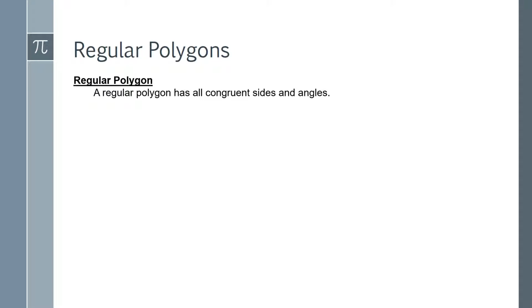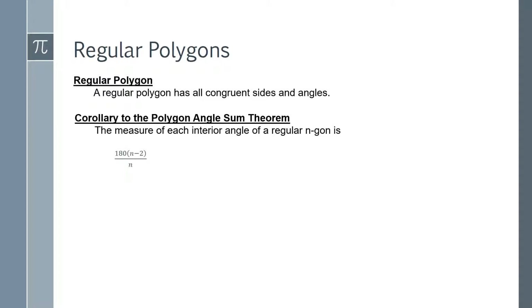So again, we have a regular polygon, which has all congruent sides and angles. So each side and each angle are the same. So we have this corollary to the polygon angle sum theorem. Remember, the angle sum theorem said if you took the number of triangles, which was n minus 2, the sides minus 2, and multiplied it by 180, you could figure out the total of all the angles. So now to figure out what each angle of a regular polygon is, we add this little divide by n part, and then we can figure out what each angle of a regular polygon is.